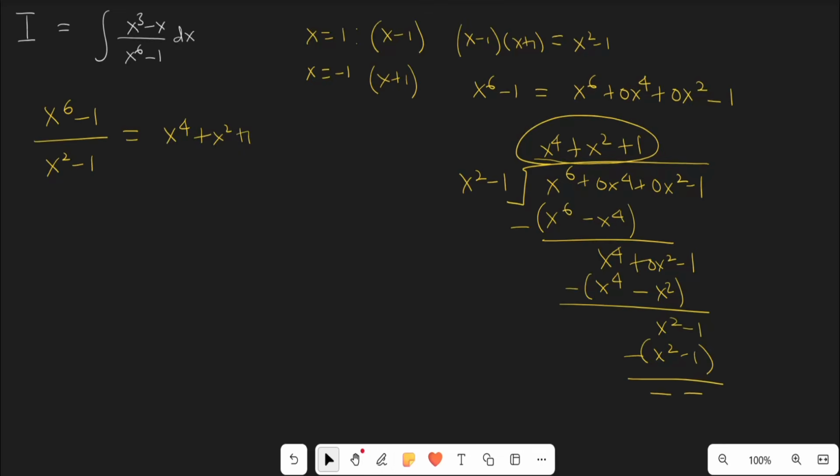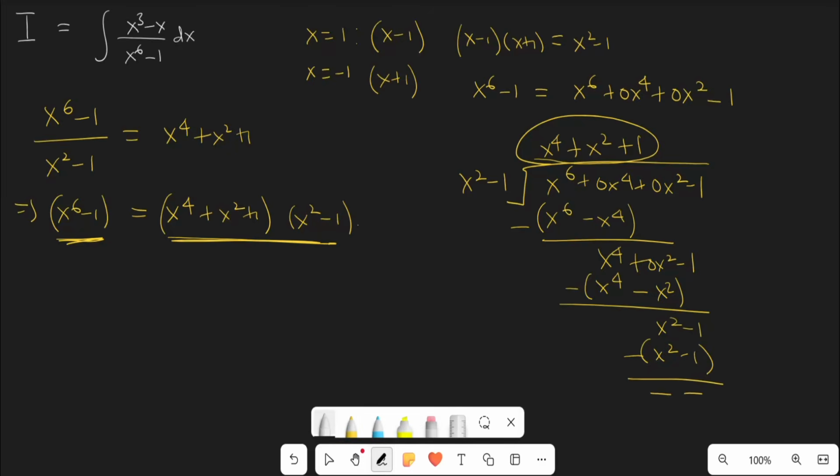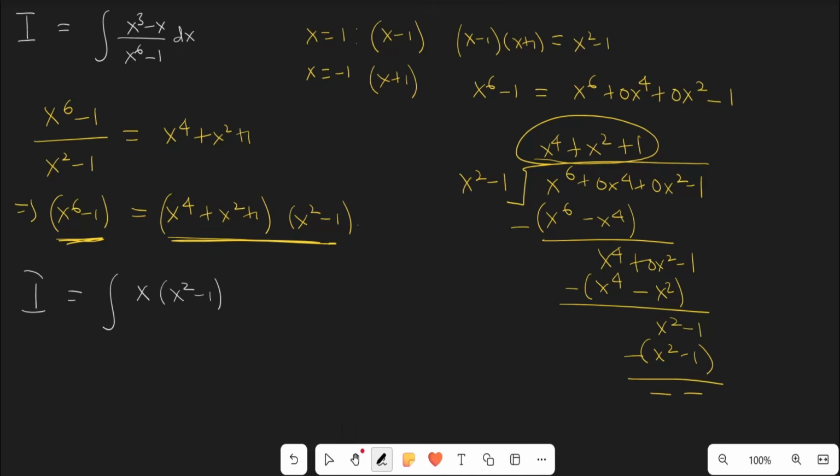That is the quotient, right? So it implies that x raised to the power 6 minus 1 can be written as x raised to the power 4 plus x squared plus 1 multiplied by x squared minus 1. So in place of this one in the denominator, I'm just going to replace that with this one, right? So I is going to be the integral of the numerator, which can be expressed as x into x squared minus 1, just factorizing x out. And the denominator now can be written like this. So that is x squared minus 1 multiplied by x raised to the power 4 plus x squared plus 1 dx.